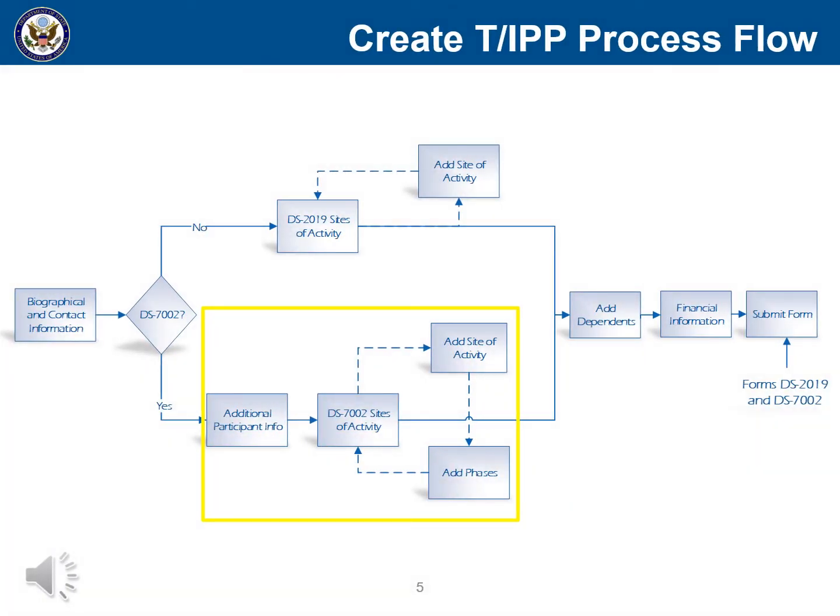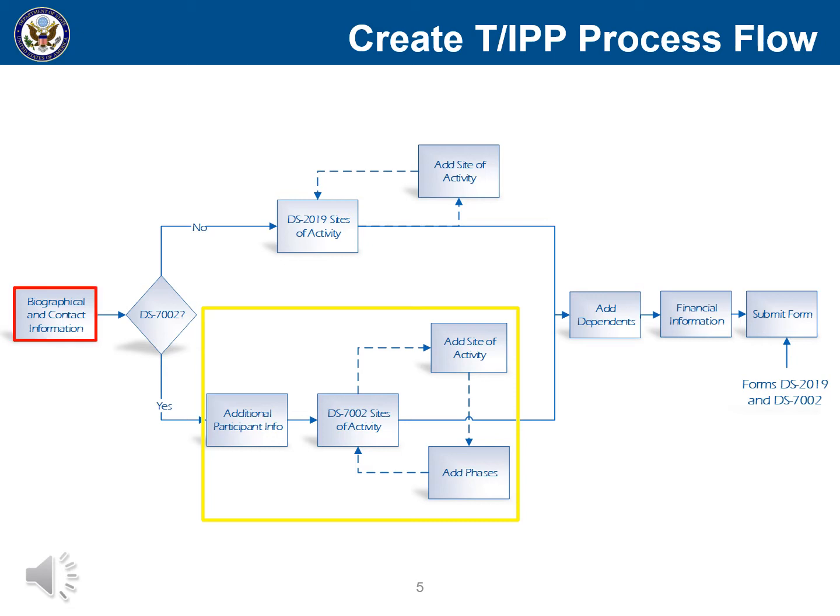If the sponsor is creating a record for an exchange visitor in the category of intern, trainee, or student intern, instead of going through the regular process, as shown in the top part of the diagram, the system will take the user through a series of steps that are required to create a Form DS-7002 along with a Form DS-2019. This set of steps is shown in the bottom part of the diagram.